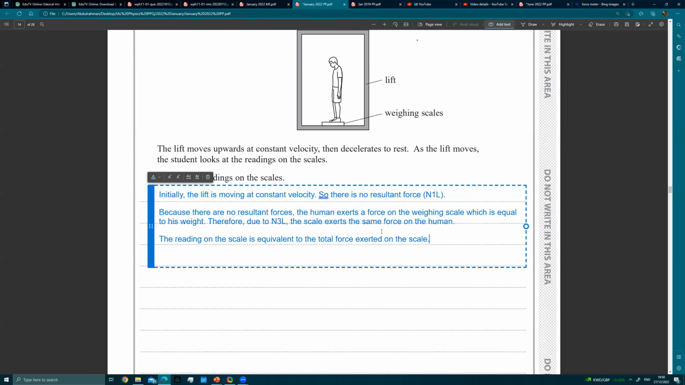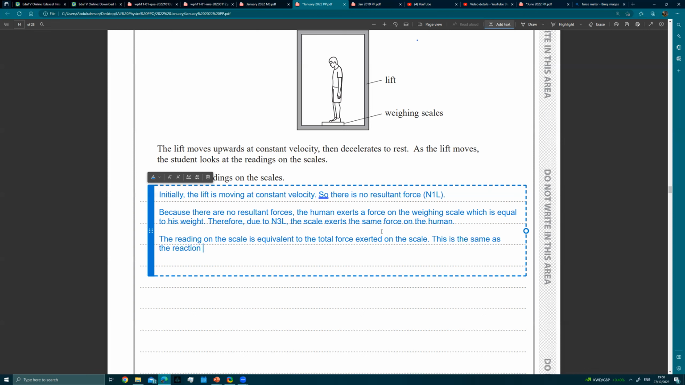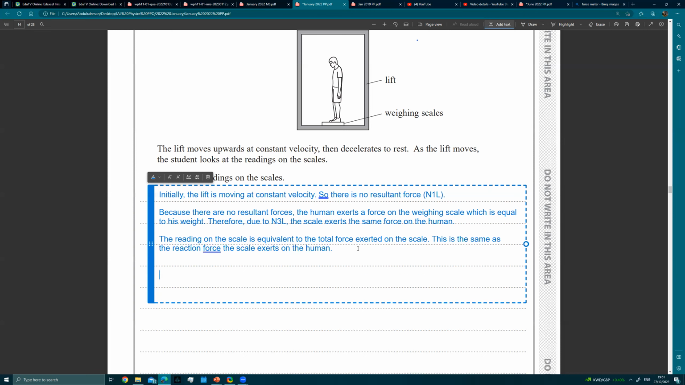Yes, Isa. So I think I know what to say now for the last part to get all the marks. Okay, just let me finish this. The reading on the scale is equal to total force exerted on scale. This is the same as the reaction force. The scale exerts a force on the human or whatever is on it. Okay, carry on this answer for us. Okay, so then when it starts to decelerate, there's the resultant force upwards, right?